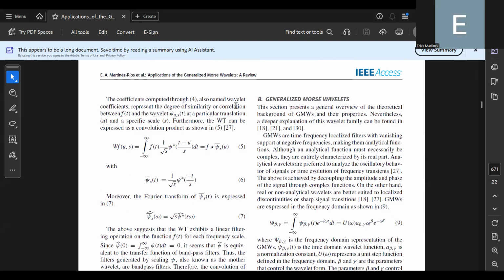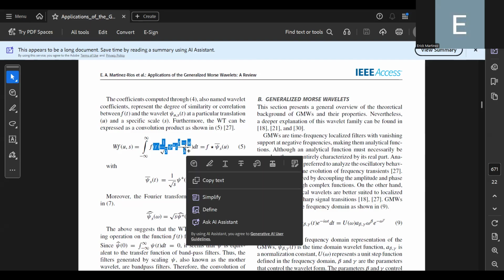A correlation between the function that we want to study and the wavelet that is being scaled and translated across time and frequency respectively. So the greater the similarity between the function that we're studying and the wavelet, by performing this dot product, the better time frequency representation that we can obtain, because they have similarities not only in a specific time, but also in a specific frequency to some extent.